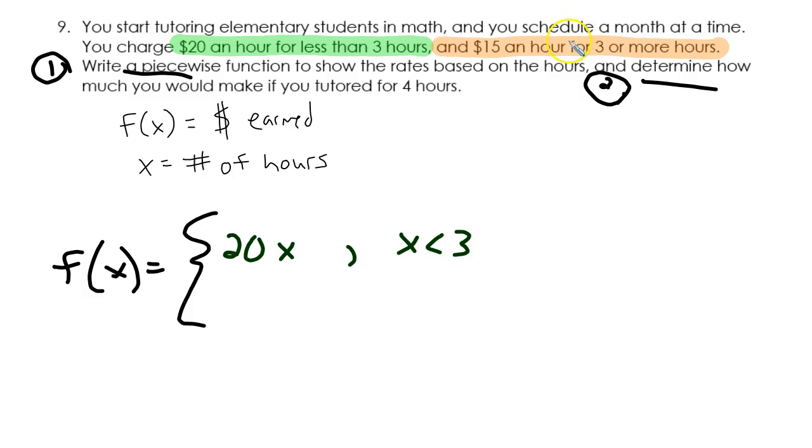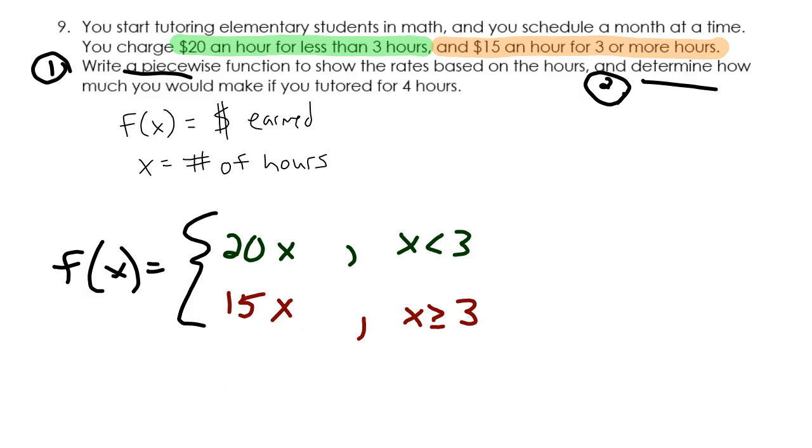For 3 or more hours, that would be x greater than or equal to 3. For 3 or more hours, we charge less. It's $15 times the number of hours. So if I have 3 hours, it would be 3 times 15.